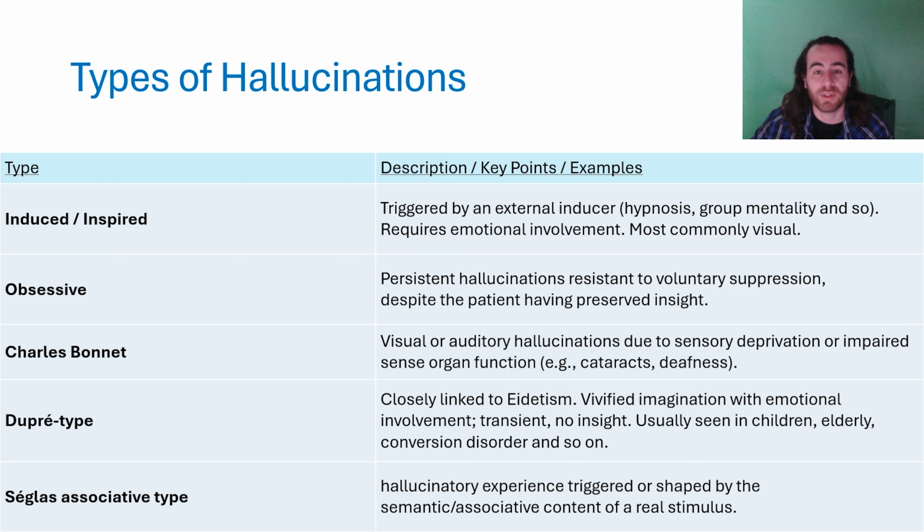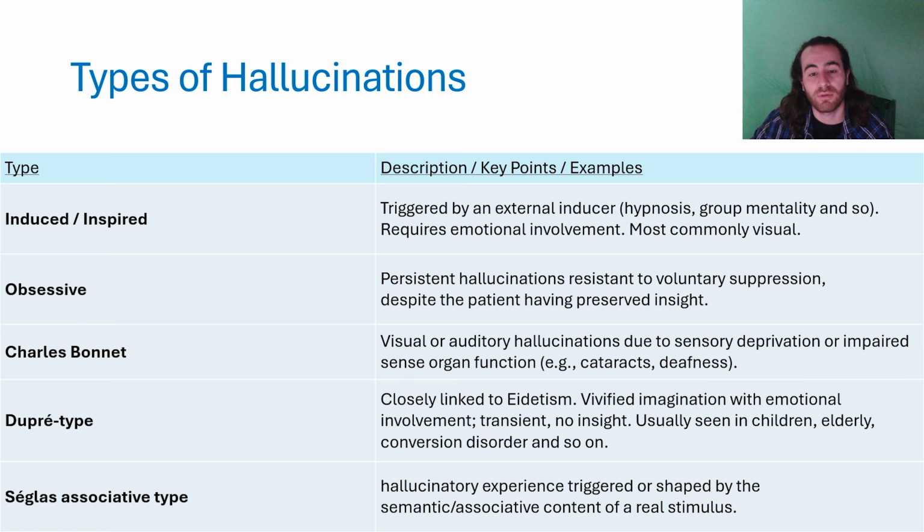Insight is usually preserved, and hallucinations often fade or become less frequent as the brain adjusts to the loss of a sense. With Dupre's hallucinations, we're dealing with hypertrophied imagination, where internal representations become too real, and it's usually seen with children, elderly, or with disorders like conversion disorder.